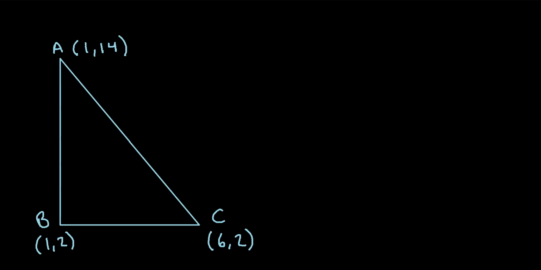In this video, we will talk about how to find the perimeter of a triangle given the coordinates of the three vertices. So let's say we have this triangle here, ABC, where we're given the coordinates of A, B, and C, and we want to find the perimeter of this triangle. How can we do that?